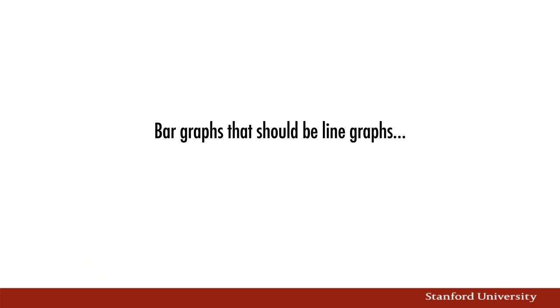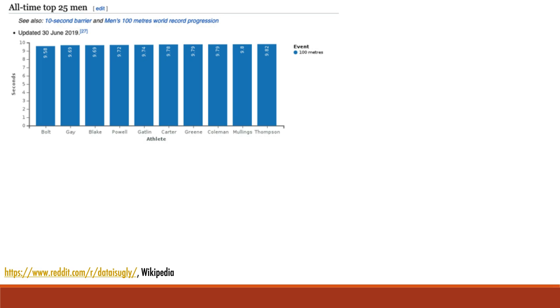You can also have bar graphs that should be line graphs. So I grabbed this graph off of that Reddit site. This graph was actually attributed to Wikipedia. And what it shows is the last 10 world record holders in the men's 100 meters in track and field. So each bar is an athlete, and the y-axis shows their times. But you can see that this really doesn't work well as a bar graph. It's very hard to differentiate the differences between those athletes.